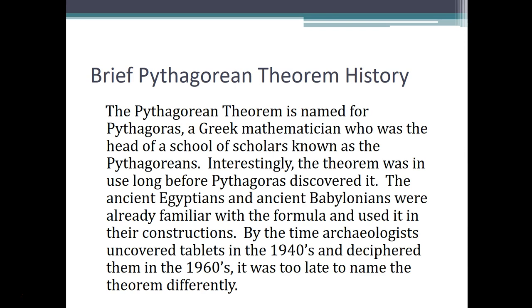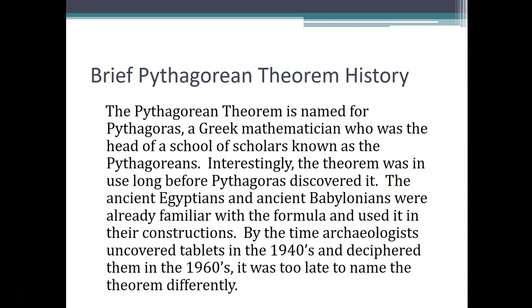You're working on your doctorate, you make a discovery while doing your research, and it doesn't get your name on it. Your professor who's directing your research gets their name on it. But even then, it wasn't first discovered by them. It was already in use before they even existed. Ancient Egyptians and ancient Babylonians were all familiar with it and were already using it in their building. Just look at the pyramids. The Egyptians had to have known something about it.